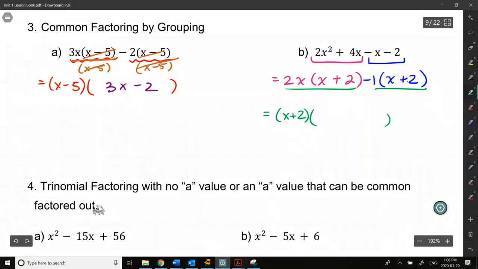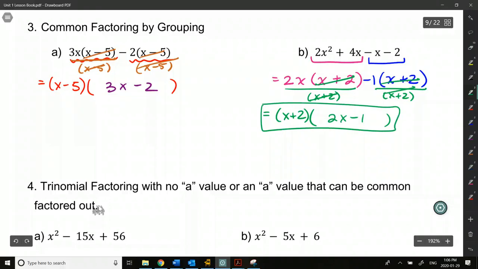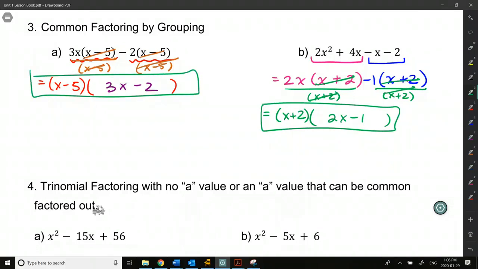And when we common factor, technically that means we're dividing that out from each term, right? So we always open up a set of brackets here and write what remains, which will be 2x minus 1. So that's our final answer. Okay, now this is in factored form. Both of these are in factored form.